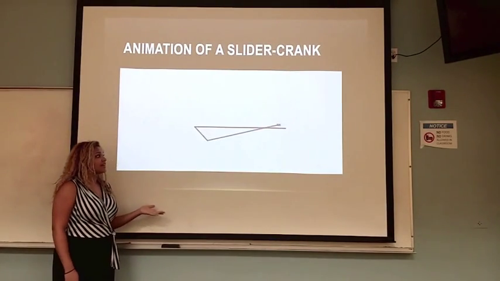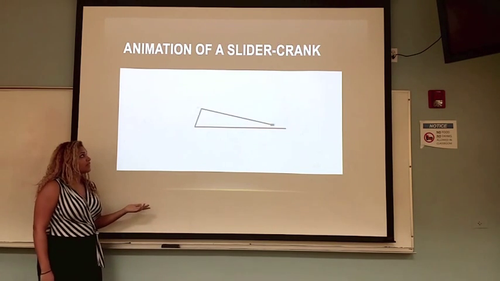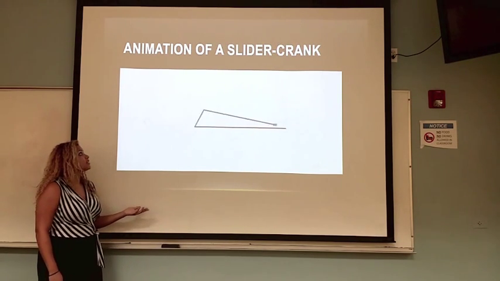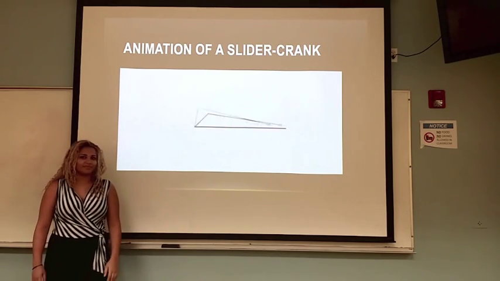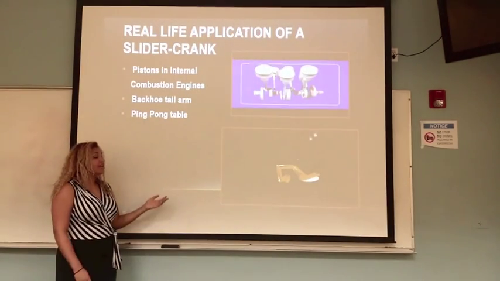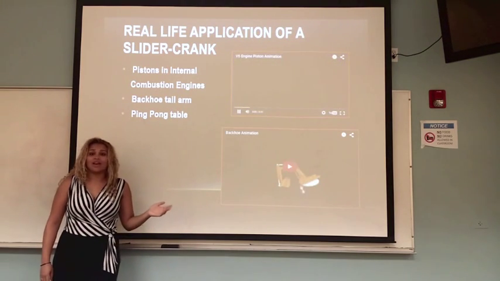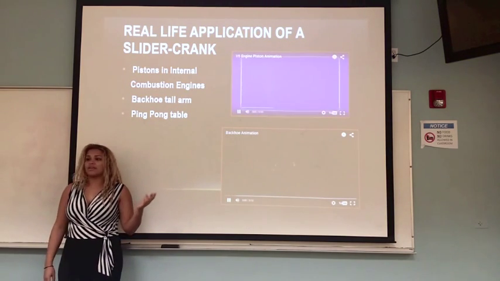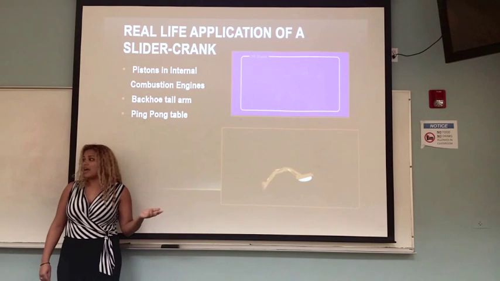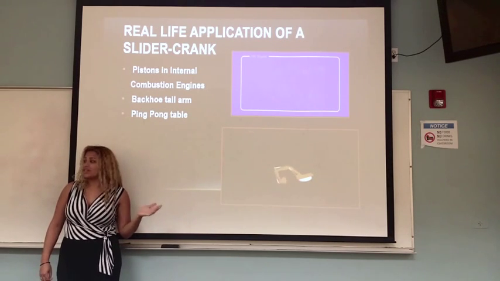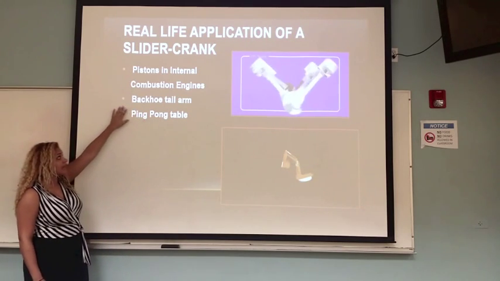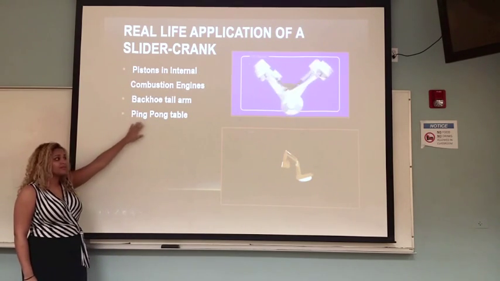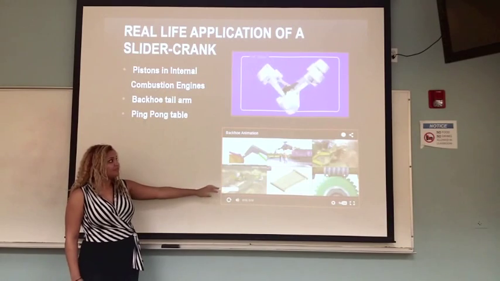Here is our slider crank mechanism in the animation. And here are some real life applications. Slider cranks can be found in a piston combustion engine, in backhoes, and even in a ping pong table, as shown.